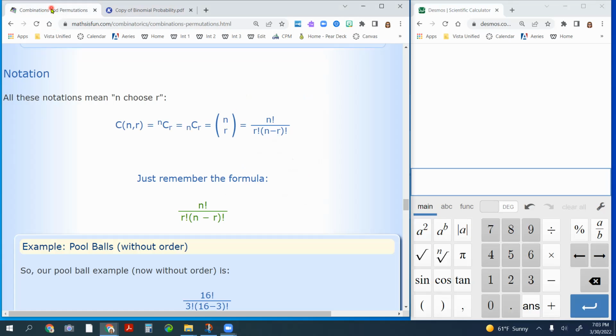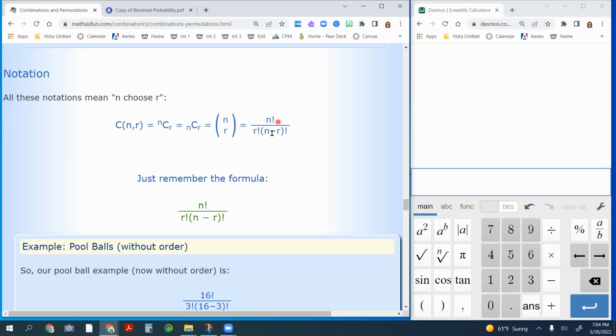I'm going to get up this website here, Math Is Fun, where they show the formula for combinations. So normally we see it in this form, and again, we read this n choose r. Another way of writing n choose r is this parenthesis with an n on top and an r on bottom. This means the same thing, n choose r. So what we're doing is choosing groups of r items out of n.